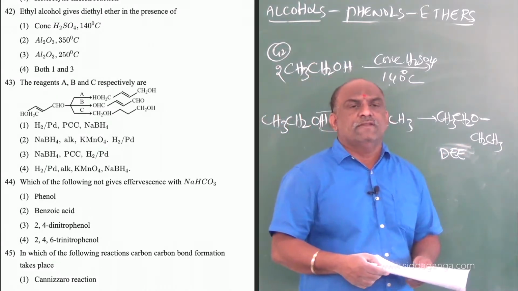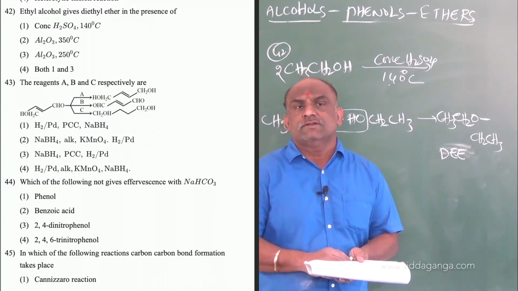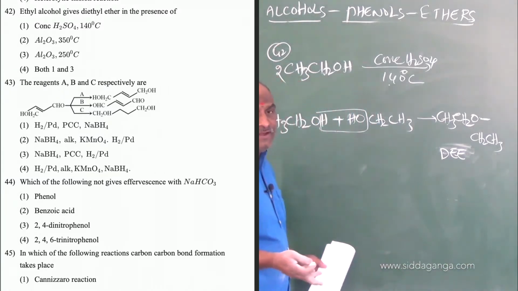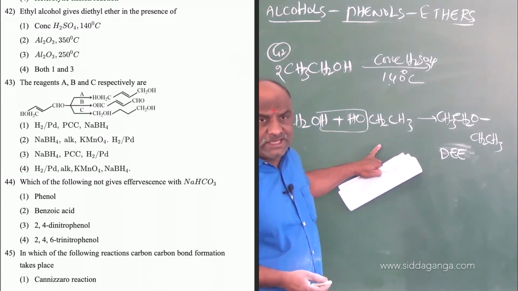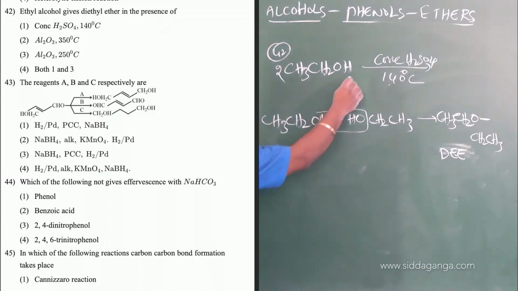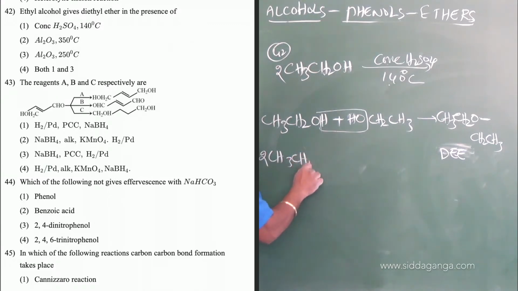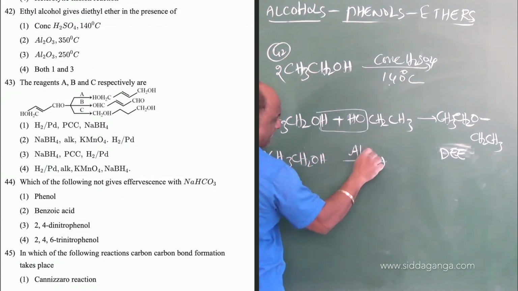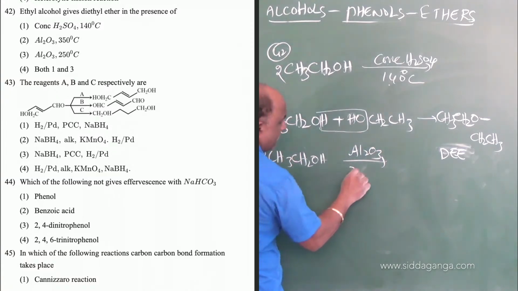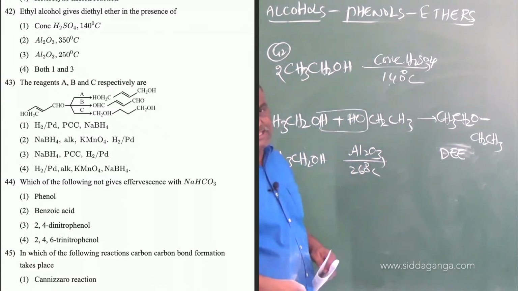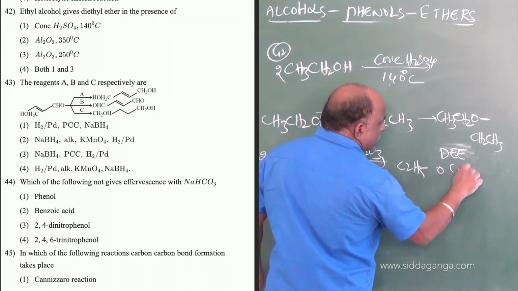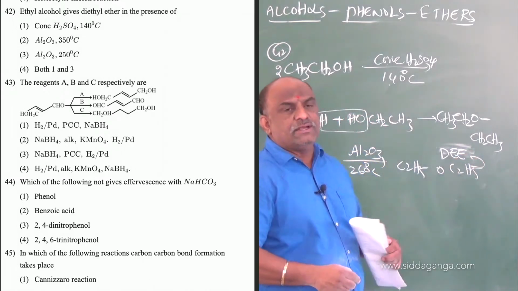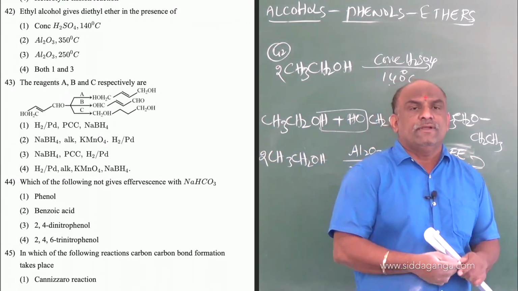One more option is also given: aluminum oxide at 250. The actual value was 260 degrees centigrade. Instead of concentrated H2SO4, the same reaction with 2 molecules of CH3CH2OH, the reagent is different, aluminum oxide, at a temperature of 250 to 260 degrees centigrade. Again the answer is the same: C2H5OC2H5, diethyl ether. So options 1 and 3 both give diethyl ether.